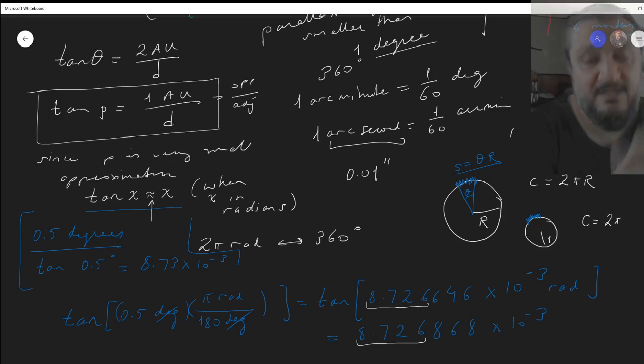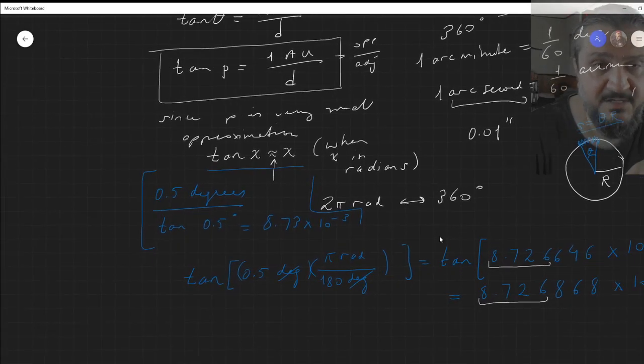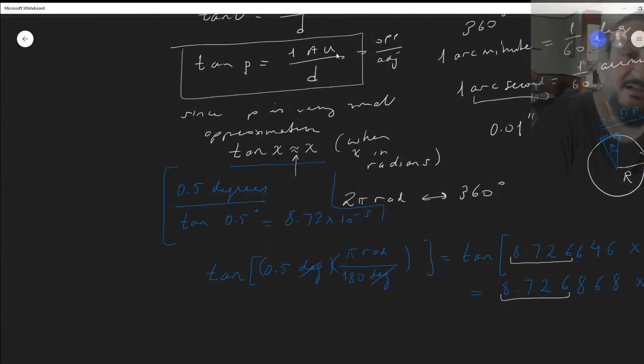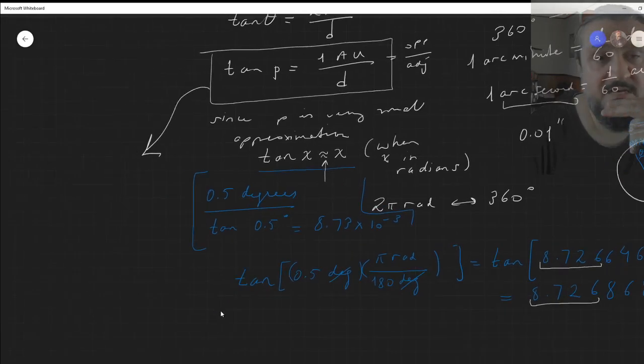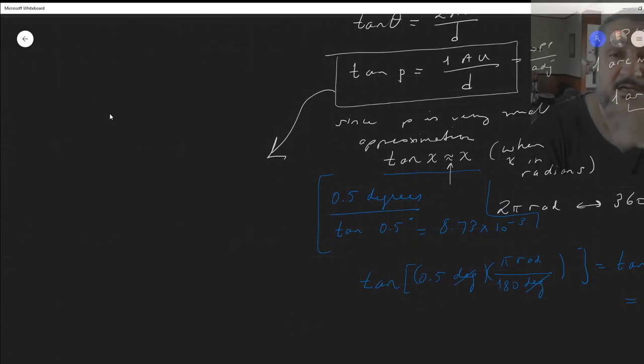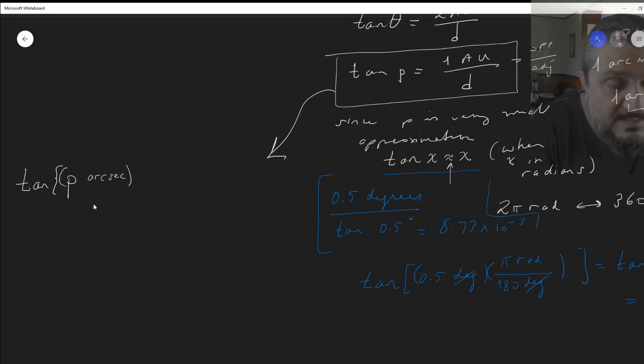So I'm going to take that formula then, which is the one in the box here, tangent P equal to 1 astronomical unit over D, and I'm going to consider an angle in, let's say, arc seconds, which is very small, right? So tangent of an angle, I'm going to keep the letter P here. P will just be a number, a very small number, but the unit is arc sec, okay? But I need to convert it to radians, just like I did over here.